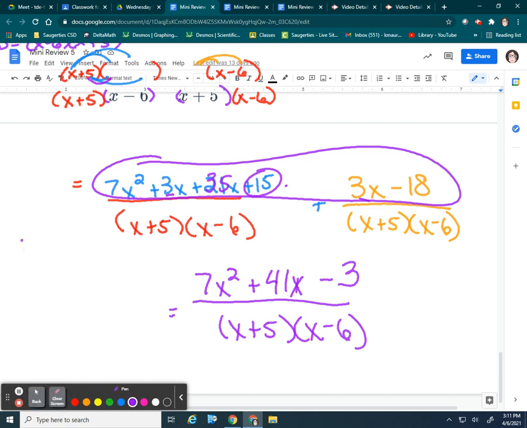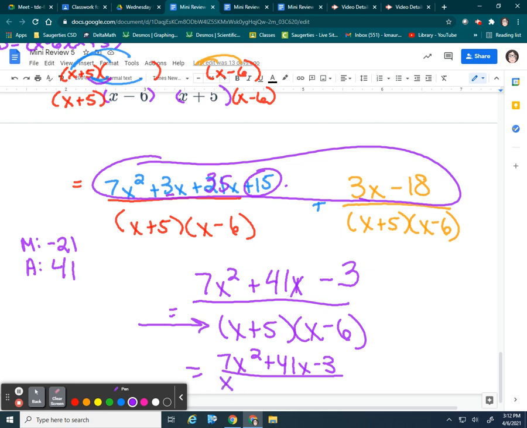But if I try to factor this and find two numbers that multiply to negative 21 and add to 41, there's just nothing. There's 7 and 3 or 21 and 1. So that's not factorable. So I'm going to rewrite that, 7x squared plus 41x. Now this guy down here, it's factored, it's not simplified. So I'm going to do double distribution, x squared minus 1x. And that is our final answer.